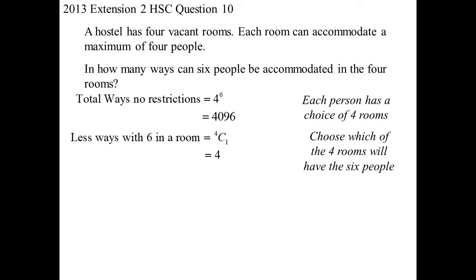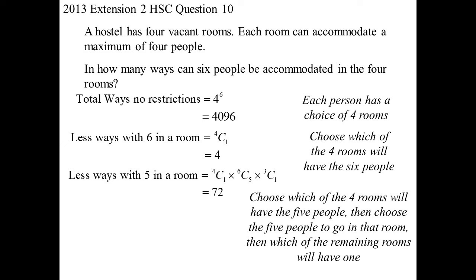But the other thing we can't have is 5 in a room. Now, if there's 5 in a room, what that means is 5 will go into one room. So let's choose that room, 4C1. We will now choose which 5 people will go in that room, 6C5. One person left over, they've got 3 rooms to choose from, 3C1. 72. We do a subtraction and we come up with 4,020.